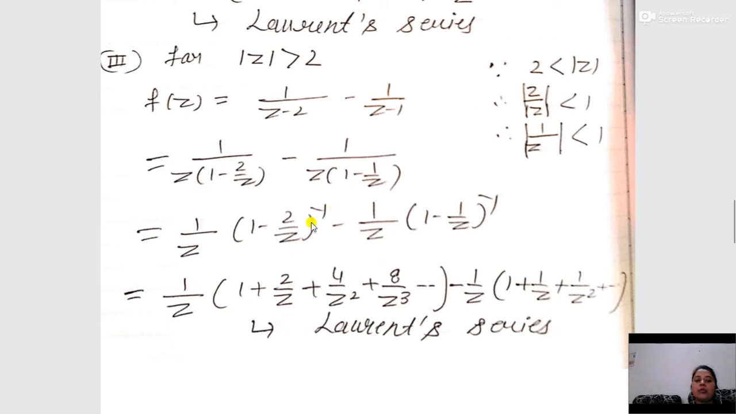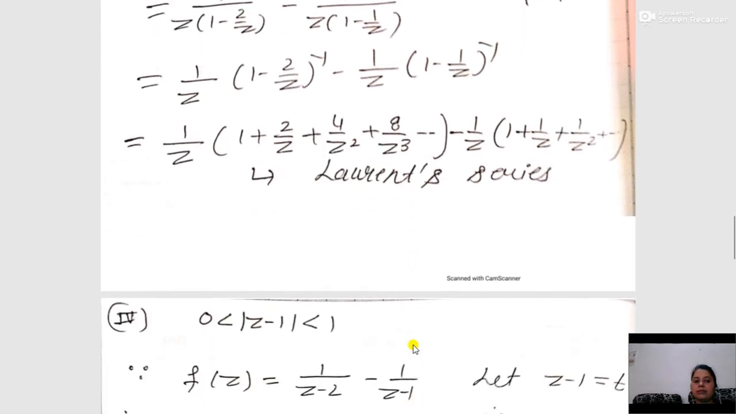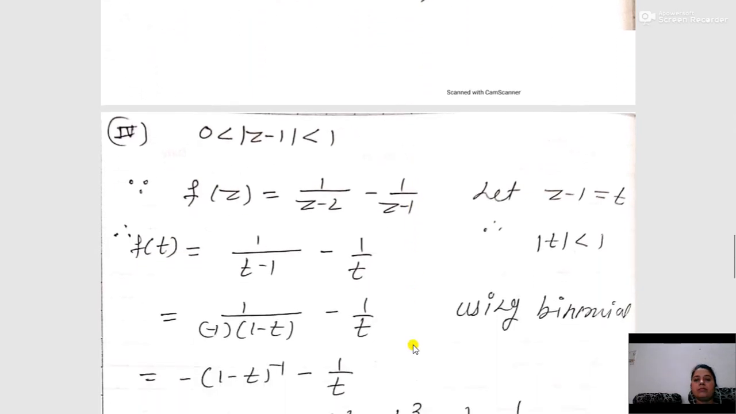So applying binomial theorem, the series is expanded like this. It is 1 by z into 1 plus 2 by z plus 4 by z square plus 8 by z cube and so on up to infinity, minus 1 by z into 1 plus 1 by z plus 1 by z square and so on up to infinity. Since it has so many negative powers of z, the series is a Laurent series.